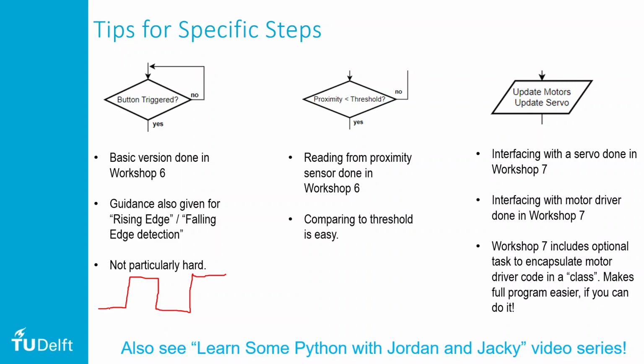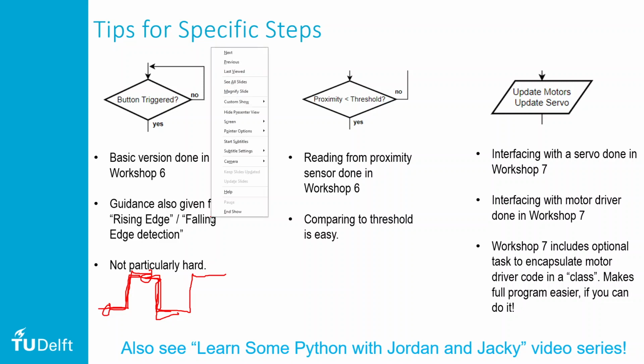So yes, you can in your code just say, is the value low? Is the value high? You can totally do that. But often what you actually want to do is ask, has it just changed from low to high, which would be a rising edge, or has it just changed from high to low, which we call a falling edge. That's not particularly hard to do, and Workshop Manual 6 will give you some advice on how to do that.